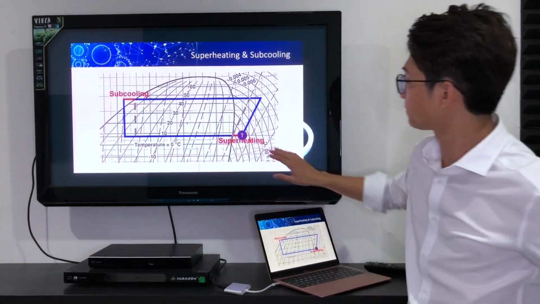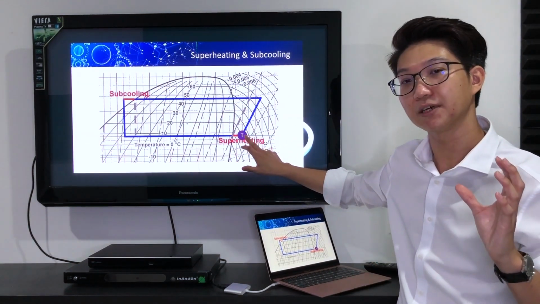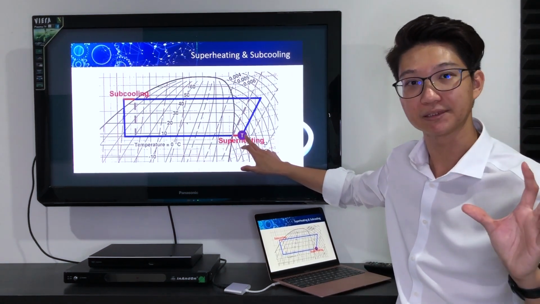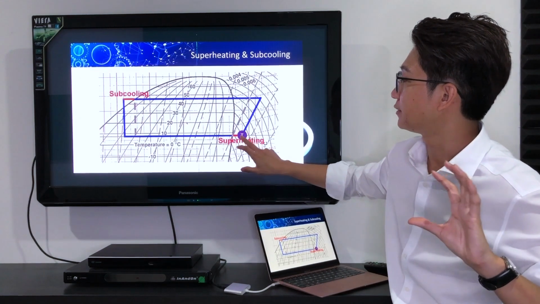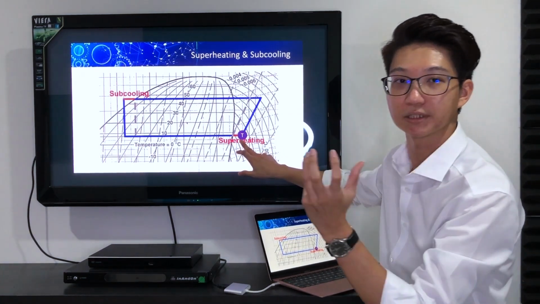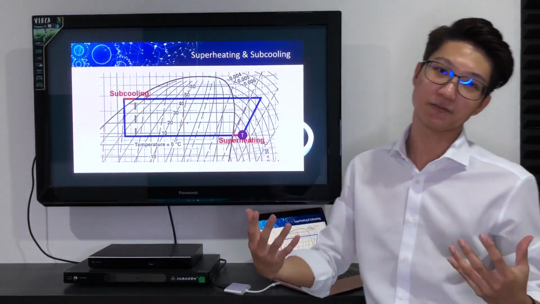Right here, just now we talked about the expansion valve. How the expansion valve can control capacity, right? So just now we talked about superheat, which is how we ensure the compressor won't get damaged. 100% gas will go in. Now is the expansion valve.